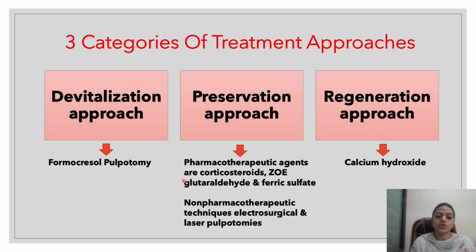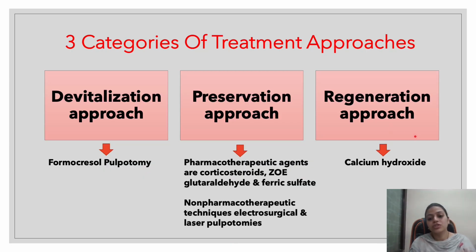So in devitalization, we use formocresol. In preservation, we use pharmacotherapeutic agents like corticosteroids, zinc oxide eugenol, glutaraldehyde 2%, ferric sulfate, and there are certain non-pharmacotherapeutic techniques like electrosurgery and lasers.